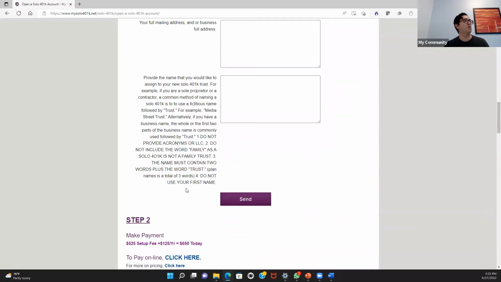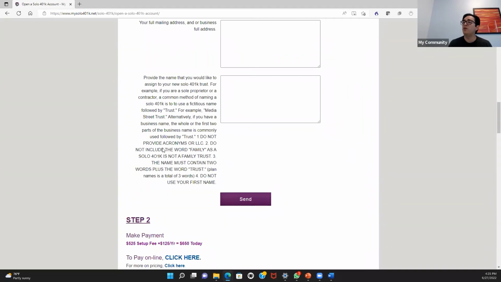provide the name that you would like to assign to your new solo 401k trust. So here we're saying use two words, including the word trust. Trust is a great word because it's an accurate word, right? A solo 401k is a retirement trust. You want to avoid words such as family because this is not a family trust. Avoid words such as living because it's not a living trust. You generally want to avoid using your name.